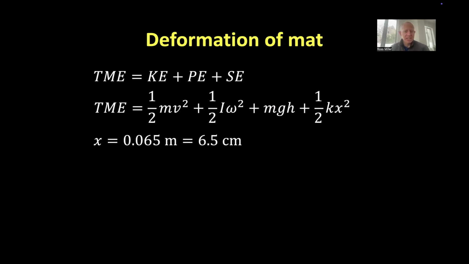Next one asks, how much did the mat deform as it's bringing her to rest? Now, what's happening here is the answer to the question of I'm falling, and at the top I've got a little bit of kinetic energy and a lot of potential energy. I fall, fall, fall, and right before I hit the ground, I've got no potential energy and a whole bunch of kinetic energy. Then I slam into the mat and I stop. I come to a rest, and all that kinetic energy goes away.